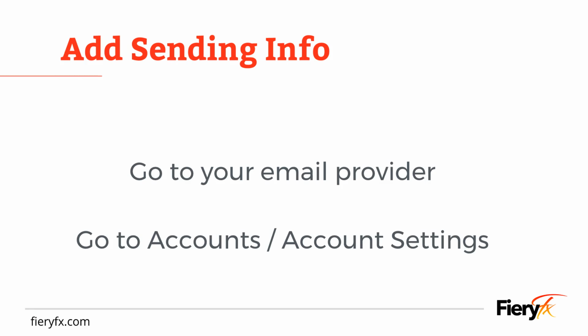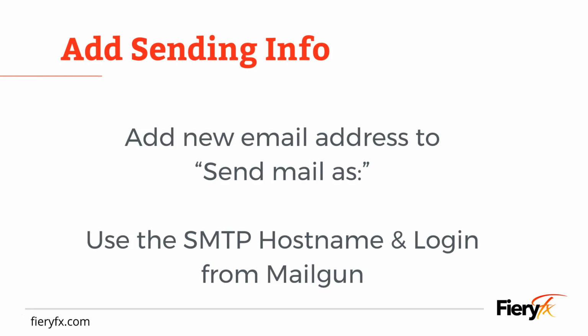Once that's done, Mailgun will give you some SMTP information. So you're going to go to your email provider. So for example, if you have Google, go log into your Gmail account, go to settings and accounts and forwarding, I think is what it's called in Gmail. And in there, you're going to add a new email address to your send mail as. So remember, this is the part where we're setting up your new email address to send. So you just add a new email address to send mail as. Then it's going to ask you for some SMTP information. You use that host name and login, the username and password from Mailgun to put in there.